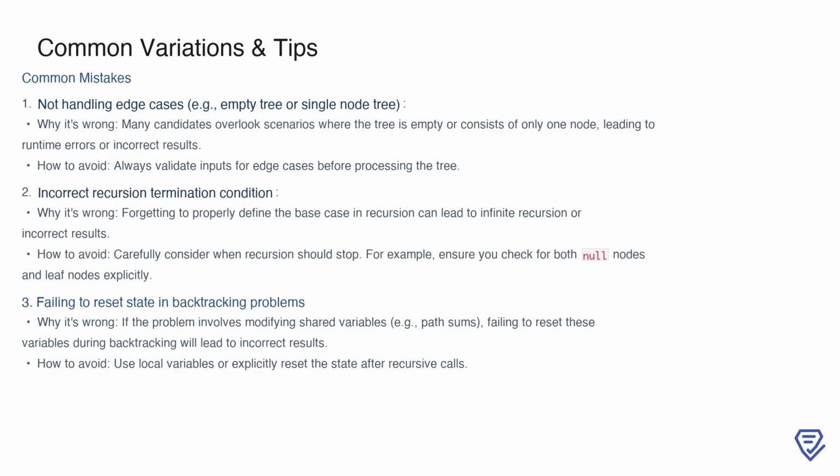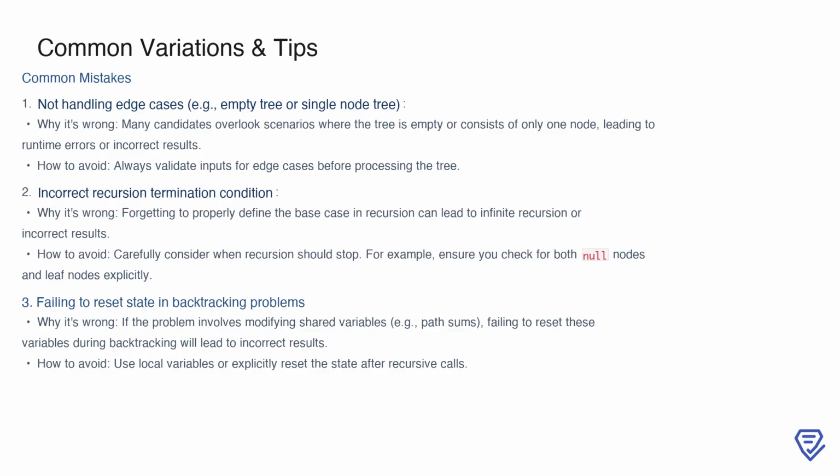Another mistake is failing to define the correct termination condition for recursion. Without a proper base case, your program might fall into infinite recursion or yield incorrect results. Make sure you explicitly check for null nodes and leaf nodes to stop the recursion at the right time.